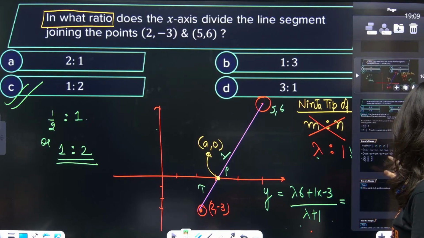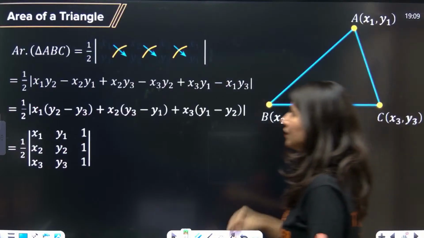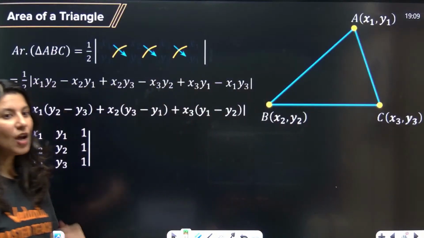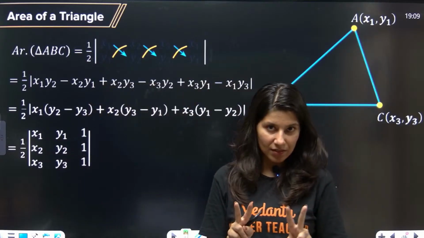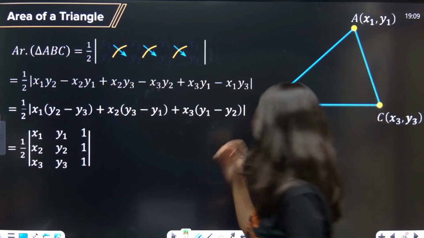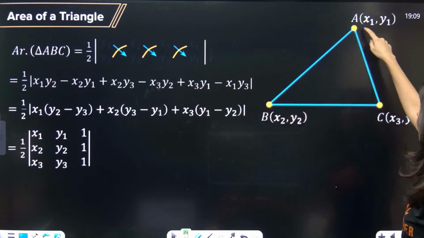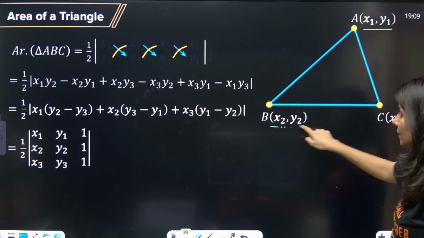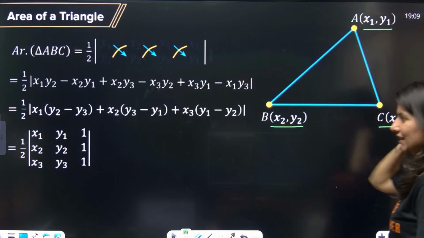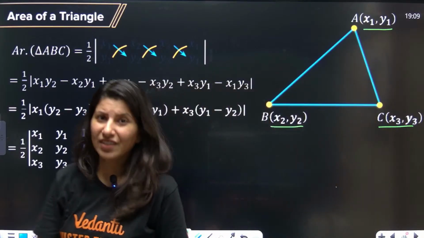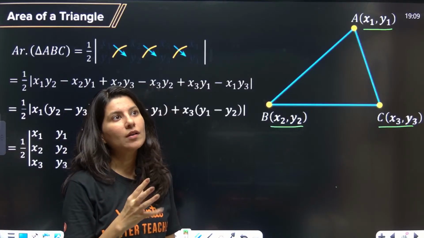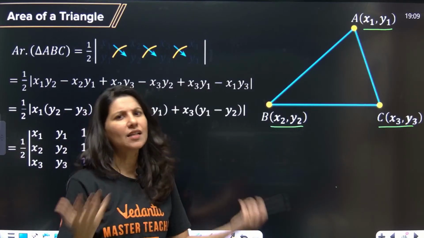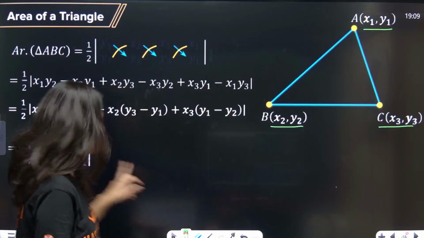This is nothing but area of triangle. Okay. Area of triangle. So I am going to tell you area of triangle by 2 methods. The very first method. So this is your triangle. You can see A point is x1, y1. B is x2, y2. C is x3, y3. The very popular thing which you will be able to see in your NCERT book or any other book or any other teacher's note is this formula.